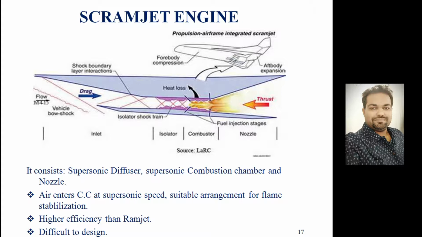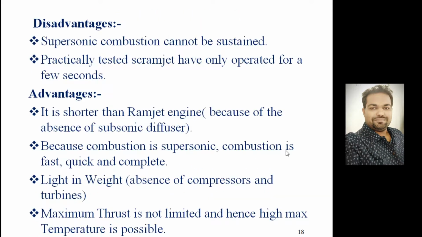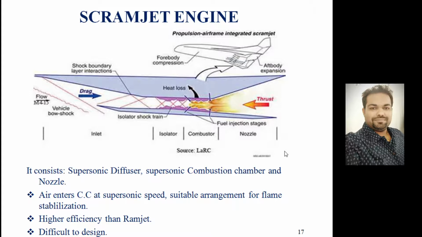So basically, air enters the combustion chamber at supersonic speed, and a suitable arrangement for flame stabilization is here. If you look at the overall efficiency, the scramjet will be higher compared to the ramjet, because here combustion is happening at supersonic speed, and because of that, the exhaust jet velocity will be higher than the ramjet engine. It is very difficult to design because, if you look at the configuration, the design is very complex, right? You need to give proper attention to the intake as well as the nozzle section.